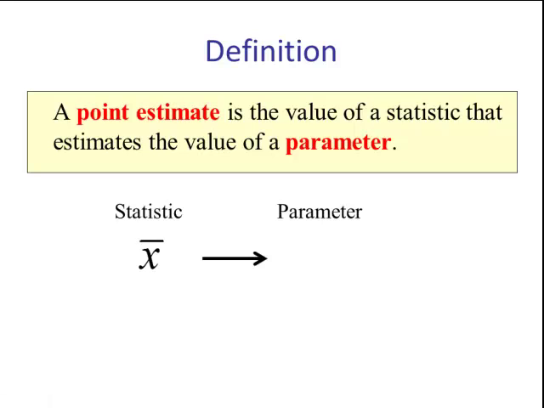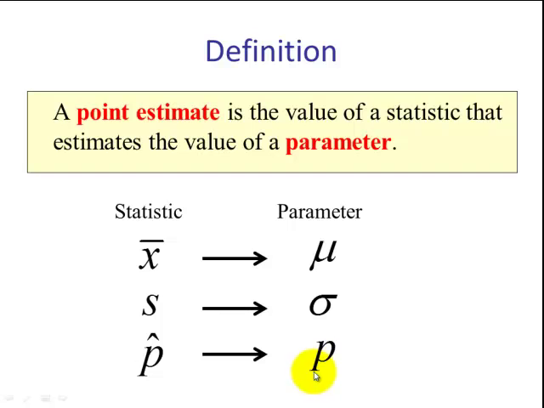So here's a visual. X bar is going to estimate mu. If we were to look at another statistic, S is the standard deviation of a sample. It will estimate sigma, the population standard deviation. And as you'll learn in section 9.4, P hat is the sample proportion. It will estimate the parameter P, the population proportion.